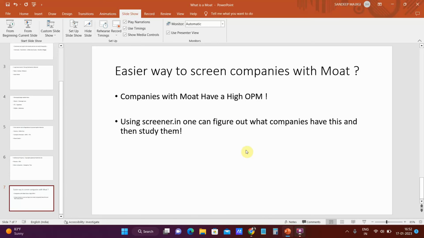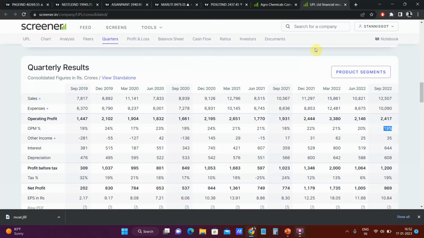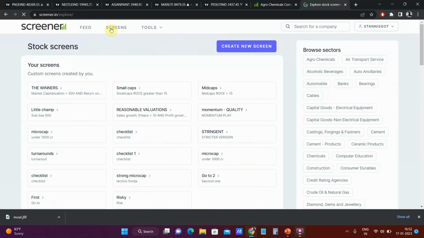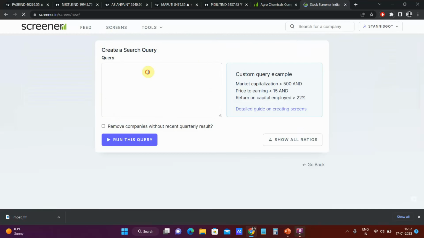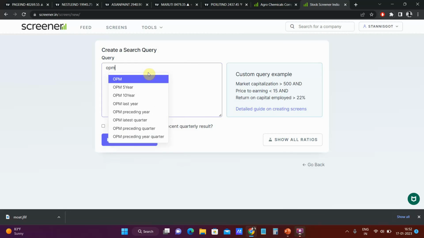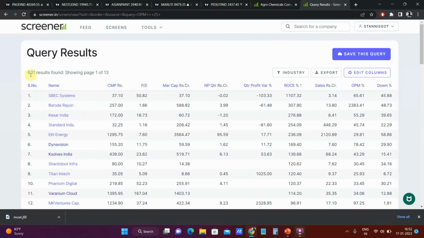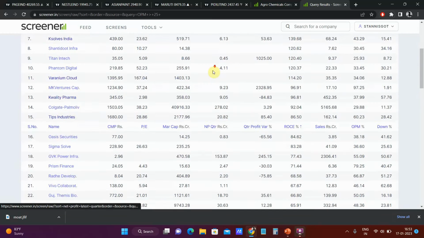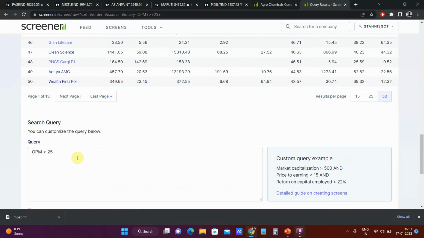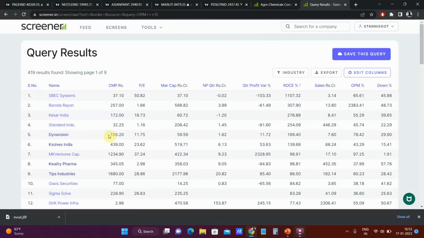Now, using Screener, one can figure out what these companies are. If I go to Screens here and create a new screen, show me companies having an operating profit margin of greater than, let's say, 25%, right? Even if you do this, you're going to have almost 631 companies. What I'll do is narrow it down, because we want very strong moats, maybe 35. So operating profit margin of 35, 419.